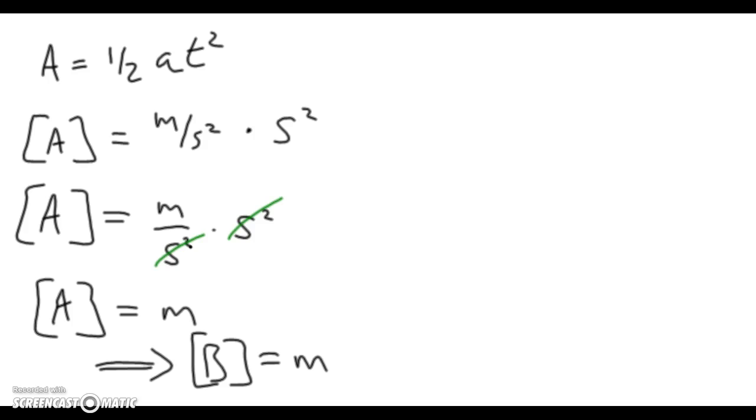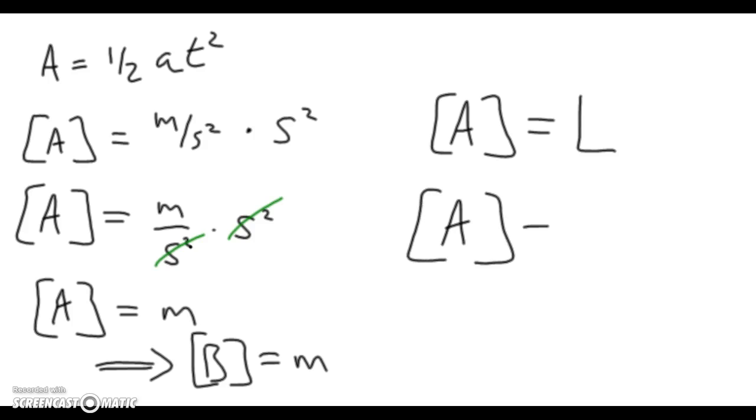Just a side note, I'm using dimensions and units interchangeably. Technically they're not. If we were to write the dimensions of A, we would write capital L for length. But so often I'll be using units instead of dimensions. I'll drop this L designation. I'll just refer to it as the SI unit for meters.